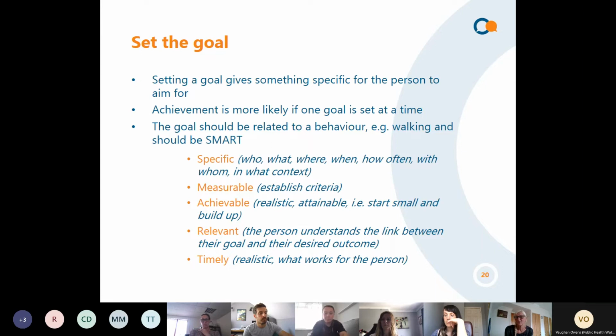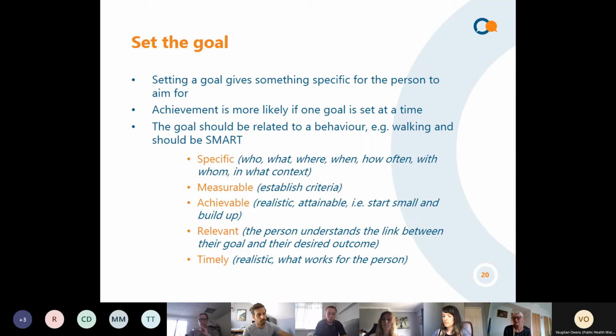So specific: who, what, where, when, how often, with whom, in what context. It's got to be measurable, so you establish the criteria. Are you going to measure how long they're doing something for, or the intensity of what they're doing? It depends on the behaviour how you'd measure it. Is it achievable? Is it realistic? The best thing is to start smaller and then build up. If they start looking for something too big, then they'll fail, and that's difficult.